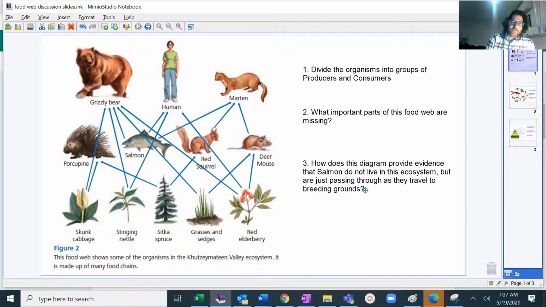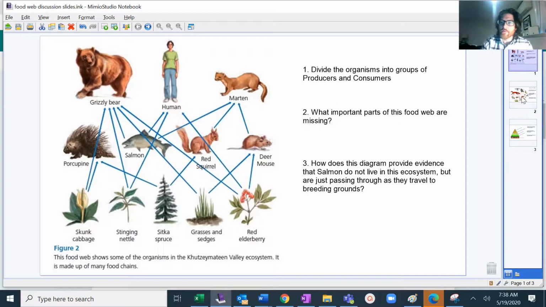Number 3, you may have been a little confused here, but you can see that there is no arrow to the salmon. The salmon does not eat any of these species. The salmon eats other things, and apparently those things don't exist in this food web. And as you may know, salmon are organisms that travel upstream to go to their breeding grounds, and that is where they would be eaten by grizzly bears. They might not be eating along this way, and I don't see any evidence of that. So that's just one thing that you might have observed here. There's no arrow pointing to the salmon. The salmon doesn't seem to eat anything in this food web.